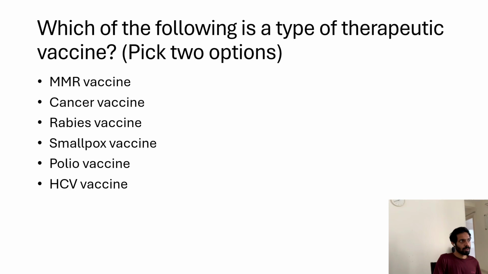I think rabies vaccine. Yeah, so rabies vaccine is also a therapeutic vaccine. You can take the vaccine after you've been bitten by the dog and after you've been infected with rabies.